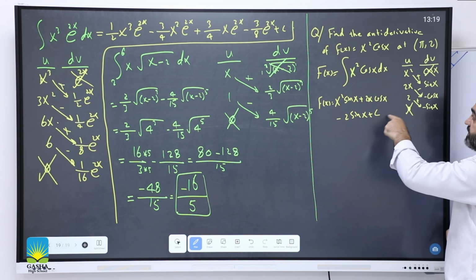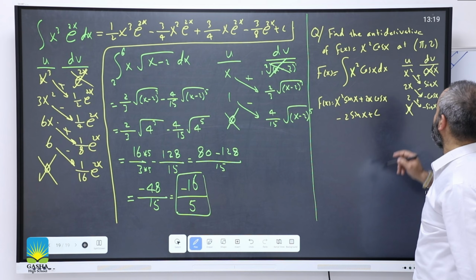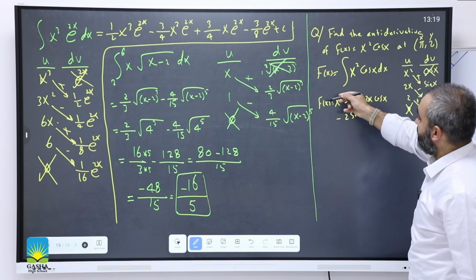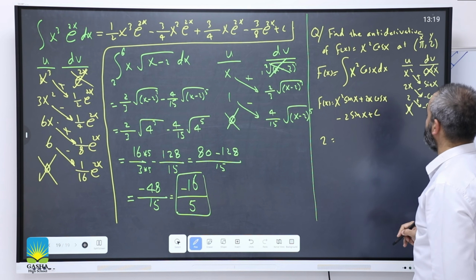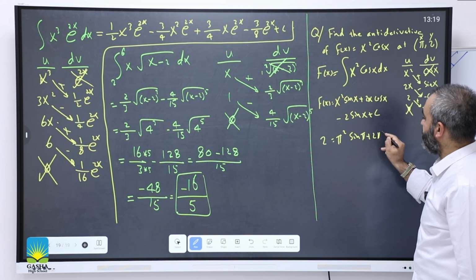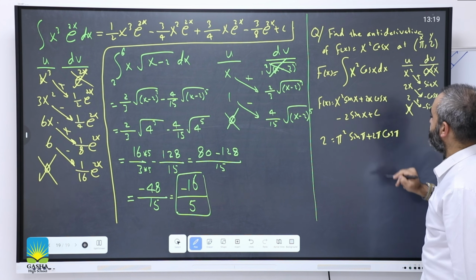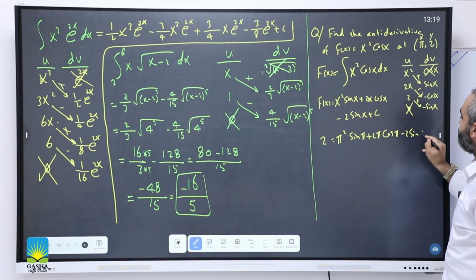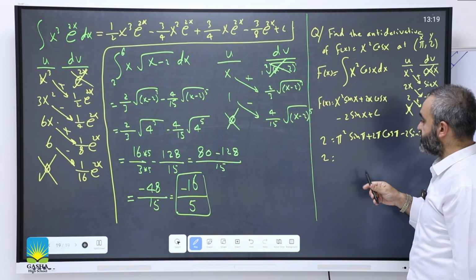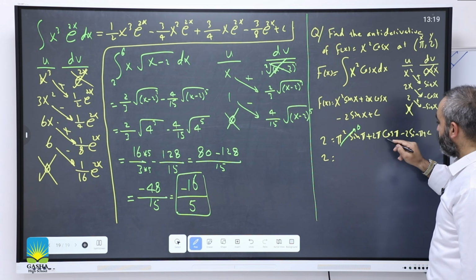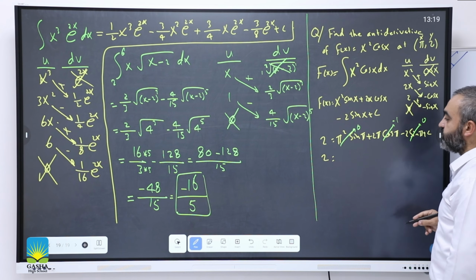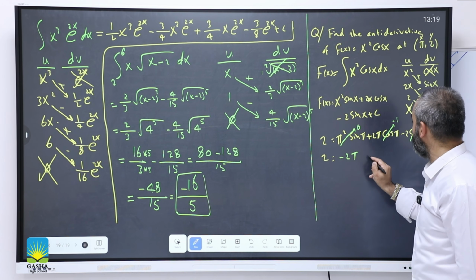And how to find c? By using the point. This is x and y. So we replace f of x by 2 equal to pi squared sine pi plus 2 pi cosine pi, right? Minus 2 sine pi plus c. So 2 equal to, sine pi becomes 0, so all of them 0. Cosine pi becomes negative 1. Sine pi is 0. So negative 1 times 2 pi is negative 2 pi plus c.